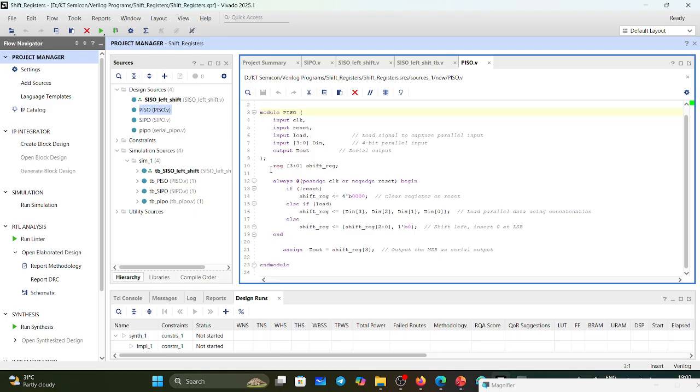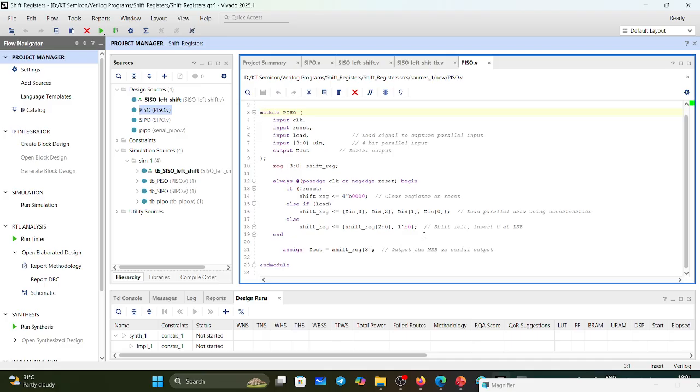You need to declare one temporary register, reg 3 down to 0, shift_register. Always at the positive edge of clock or negative edge of reset, begin. If reset equal to 0, I am initializing the shift_register with all zeros. Else if load, that means parallel load, shift_register equal to, using the concatenation operator, d in of 3, 2, 1 and 0. You can use d in also, it will take. Else, serial out means shift_register, every time 2 down to 0 will be copied, and whatever the vacant position is, that will be loaded with 0.